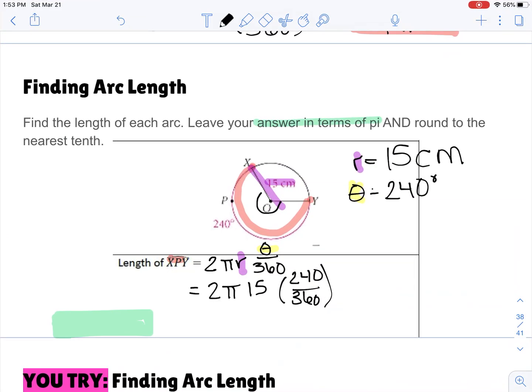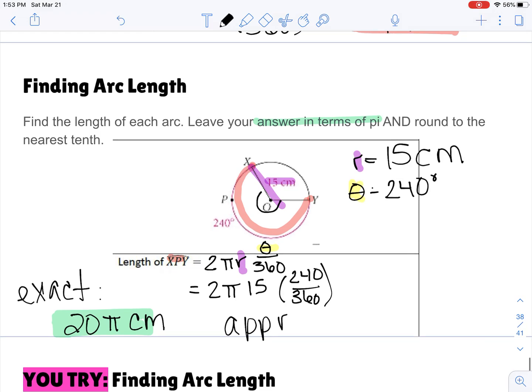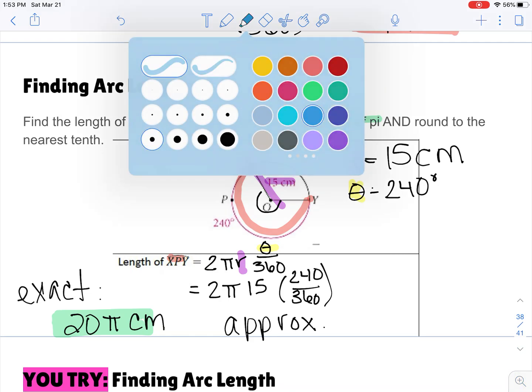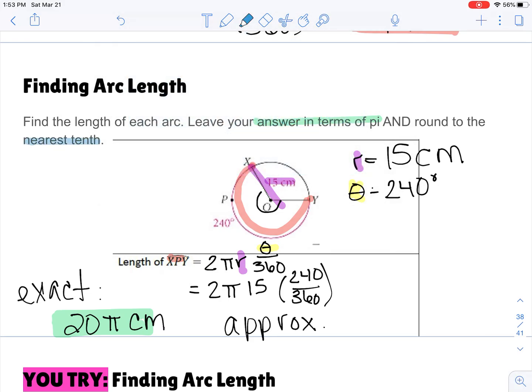Okay. So we know that if I was leaving my answers in terms of pi, I have 20. We tack the pi in at the end, and then the measurement that we use, the units, is centimeters. So my exact answer is 20 pi. The next answer is going to be an approximation. Okay. And we'll say this one is in, let's do blue, nearest 10.